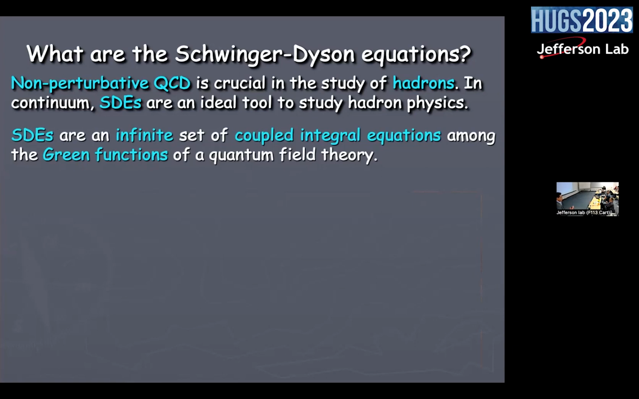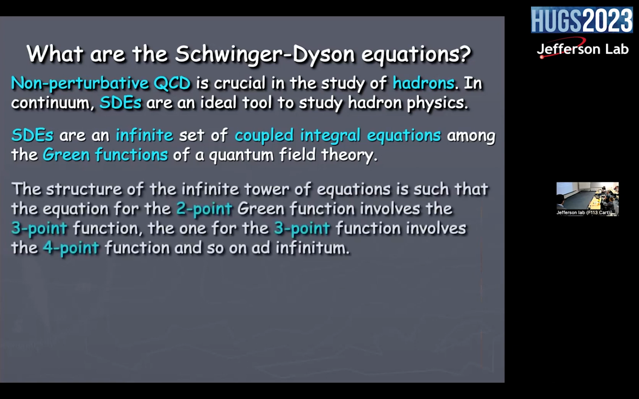One thing is, of course, correct. These are fundamental equations of motion. The biggest problem is they are an infinite set of coupled integral equations among all the Green functions of a quantum field theory. Now that is a bit of a problem. If they are infinite in number, then how can you solve an infinite number of equations? You cannot do it in a finite amount of time, and especially if they are nonlinear coupled integral equations, then it's almost a lost cause.